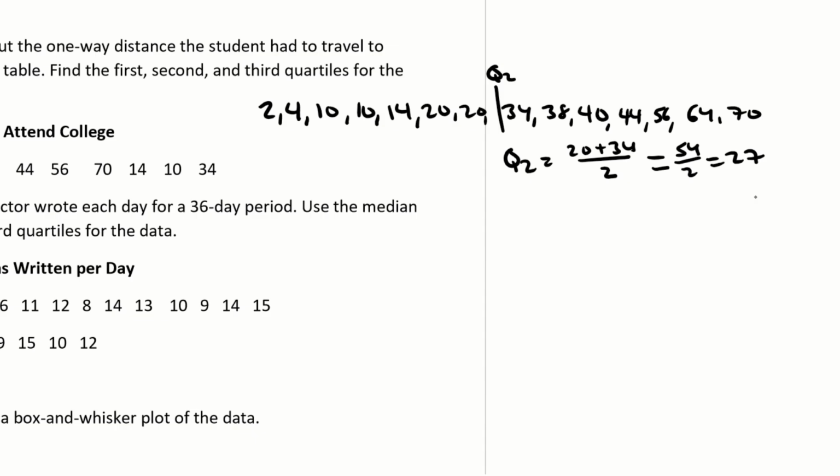Now for our first quartile, we're going to deal with these numbers here: 2, 4, 6, 7. There's 7 numbers, which means there's one middle number. The middle number is the fourth number. So this right here is my first quartile. And then for the upper half, this right here is my third quartile. So those are all of my quartiles.